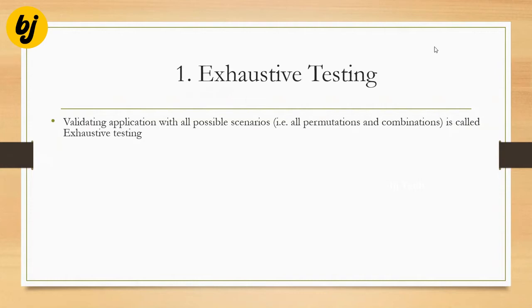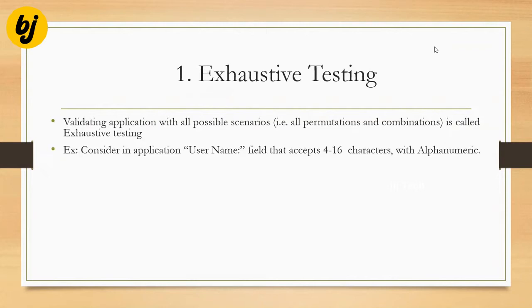Let us take a scenario here. In an application registration form, we have a username input object which accepts 4 to 60 characters, alphanumeric. Now I want to test this username edit box first with a 4 character string, using only alphabets. What are the combinations we are going to get? Can you assume it?